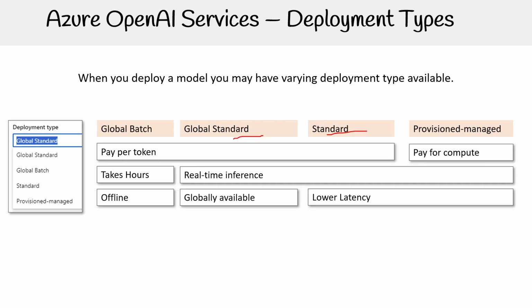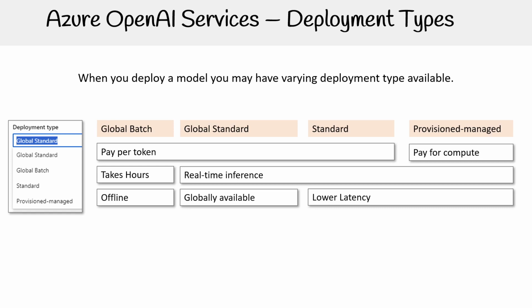Standard actually costs more than global standard. You'd think global standard would cost more because it makes it sound like it's available everywhere, but basically standard costs more and maybe has some hidden costs there because you're getting lower latency because of it performing better in an individual region. Provisioned managed would be obviously the most expensive because you're literally spinning up compute.